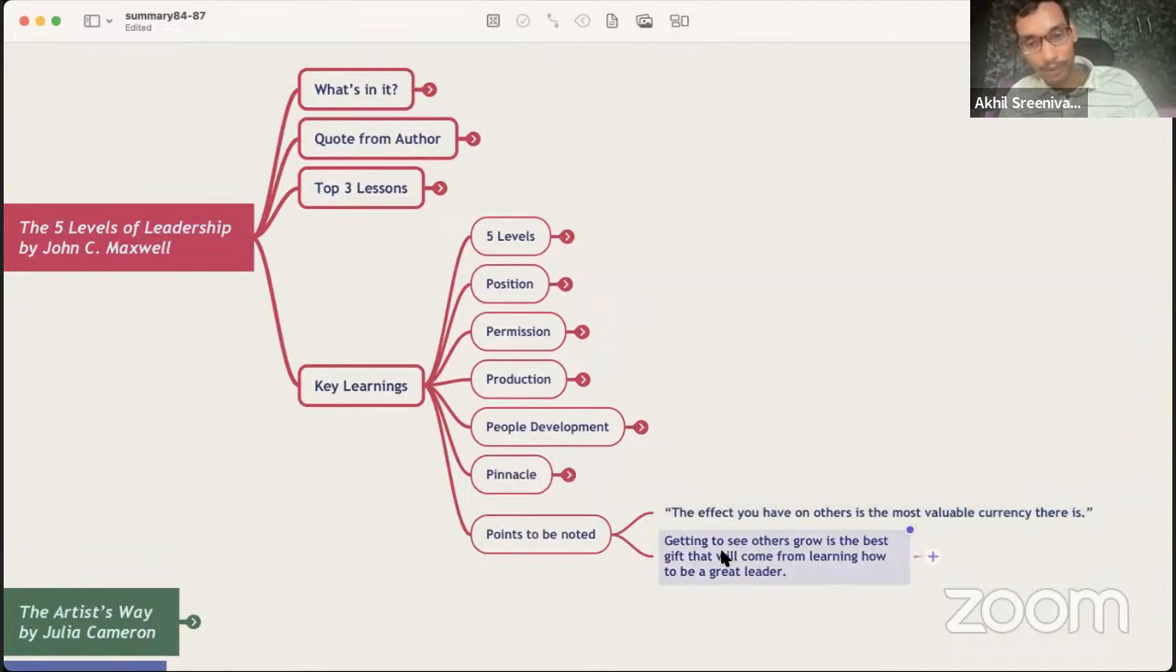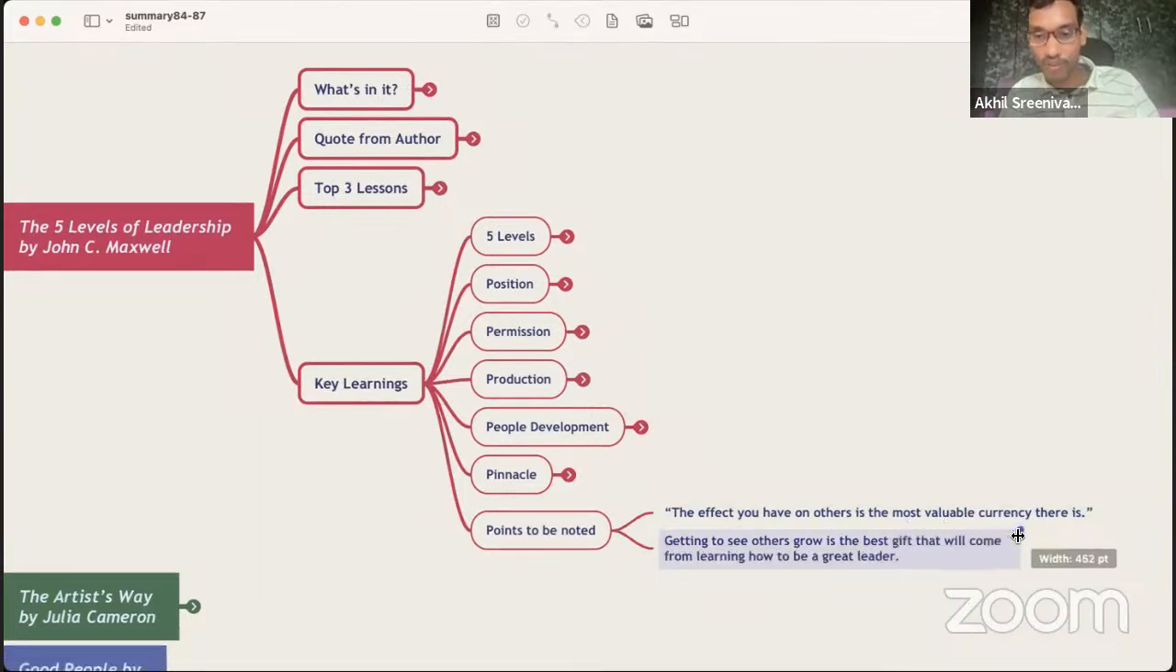Let us see the second point that we need to take from this book: getting to see others grow is the best gift that will come from learning how to be a great leader. You want to learn how to be a great leader, just see others grow as a gift.